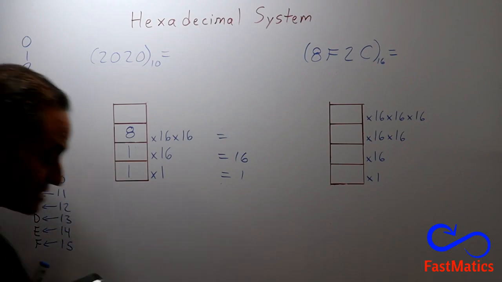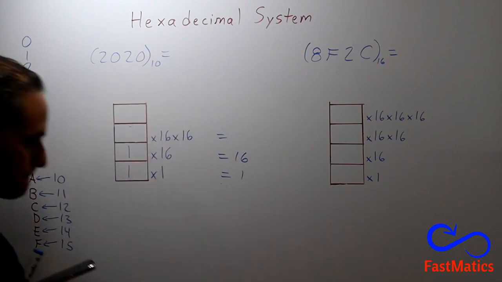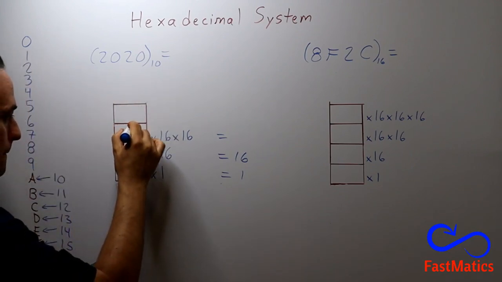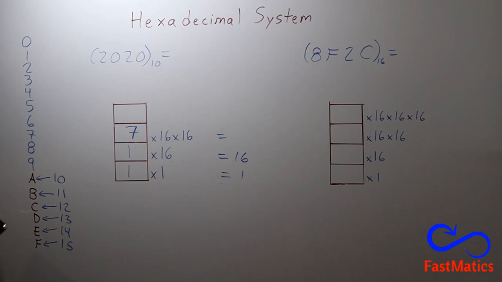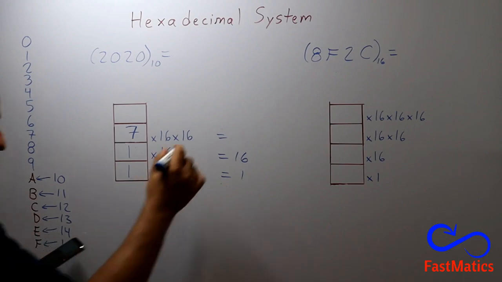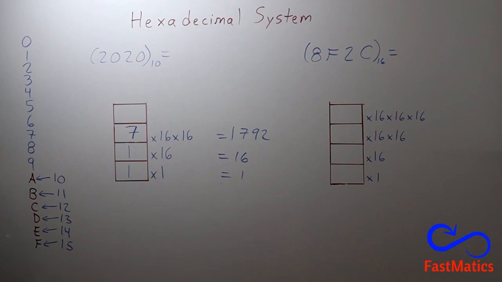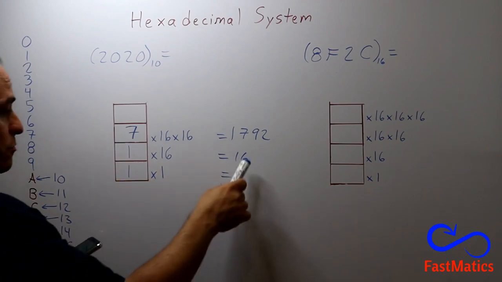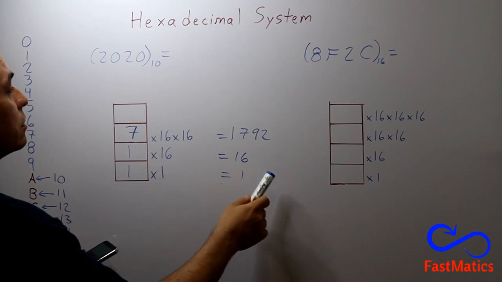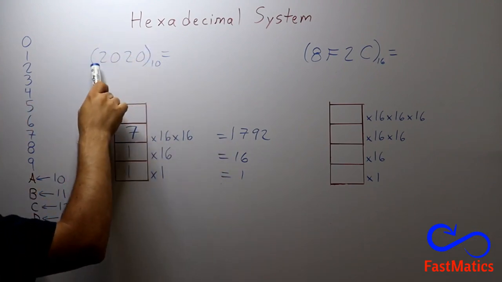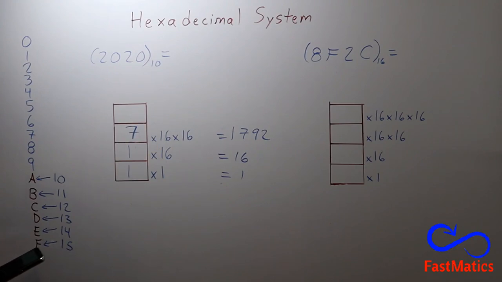Let's try with 7. So 7 times 16 times 16 is 1792. That's right. Because if I can add more numbers here, it's sure that I'm gonna reach the 2020. Well, 1 is very small. So now, what's happening if we try with that 10?